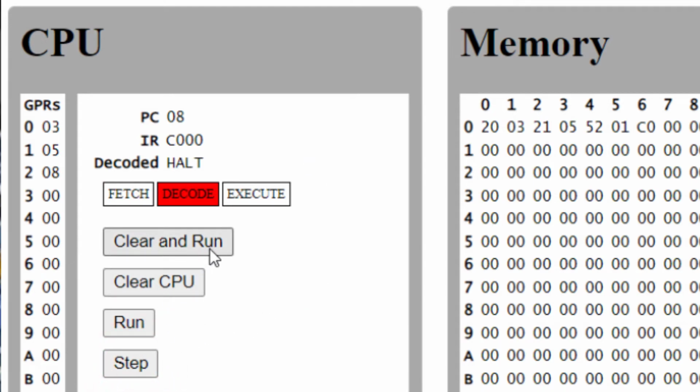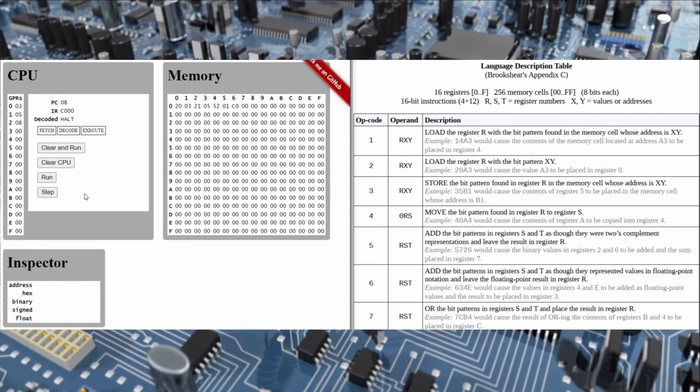Let's take a look at what that looks like if we were to run this instead of stepping. So we'll go ahead and hit clear and run. Notice that it's loaded 0, 1, and done the addition. And now it's done. There you have it. That is how you add bit patterns as if they were 2's complement representation.